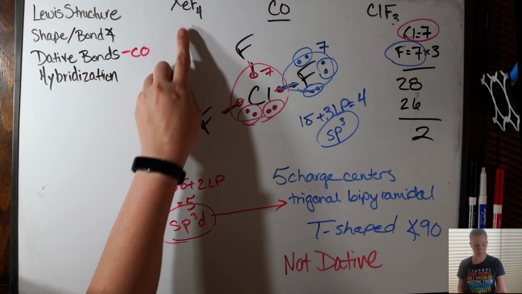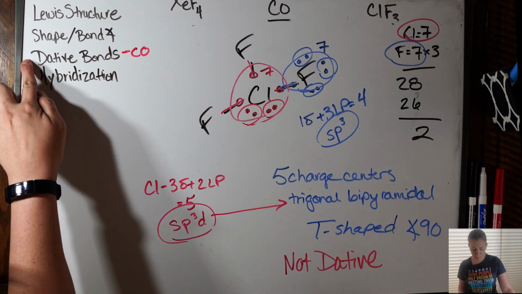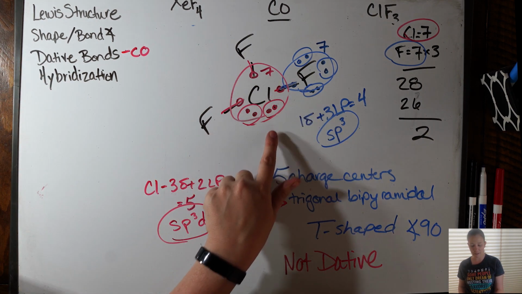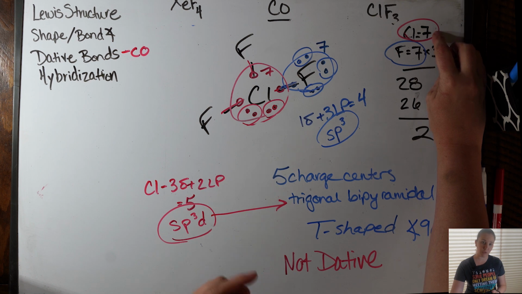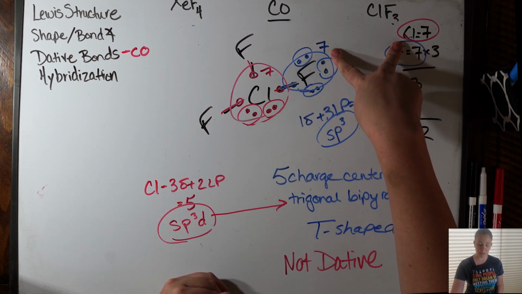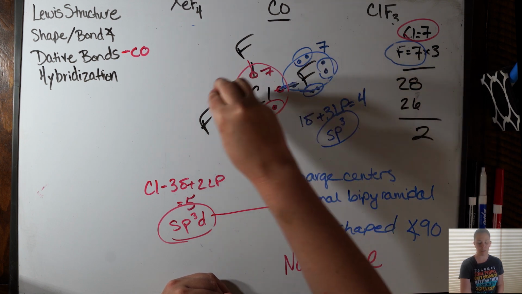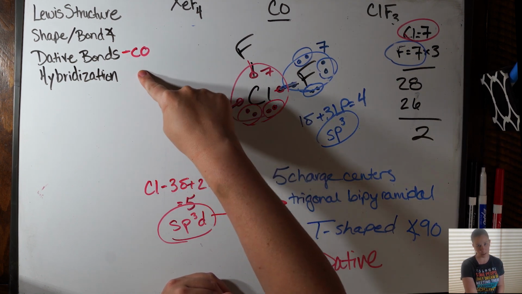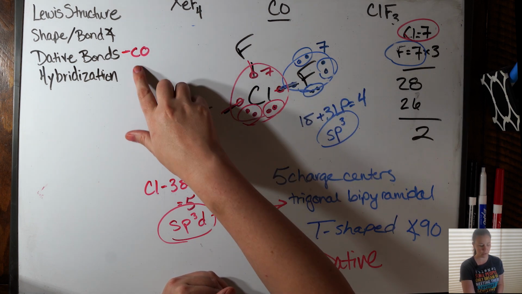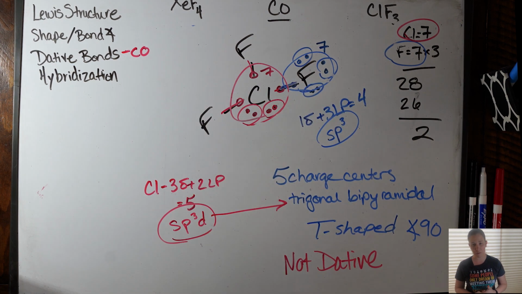To determine if there are dative bonds, you have to compare the number of electrons the atom has to how many valence electrons it originally brought in. If those numbers match, it is not a dative bond. But if you have one atom providing more than the other, like we did with the carbon monoxide, then you do have a dative bond, also known as a coordinate covalent bond. And you would redraw that with the arrow.